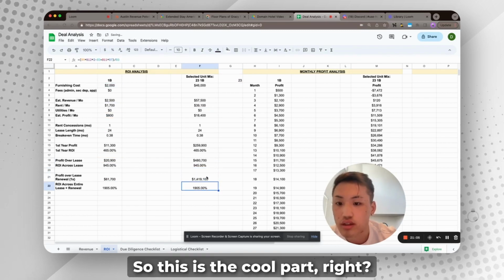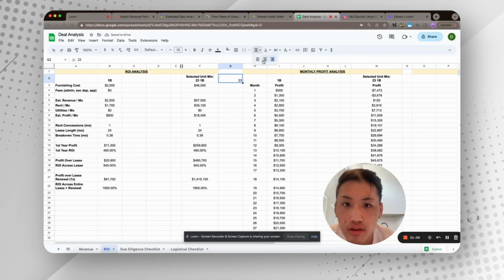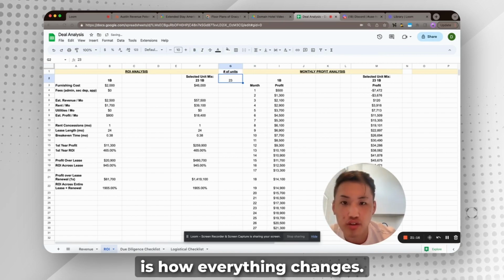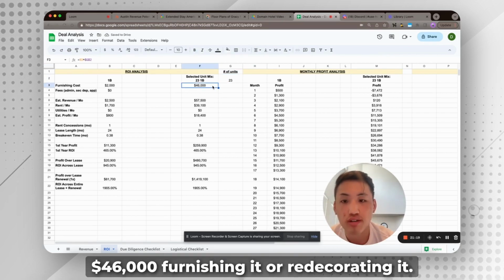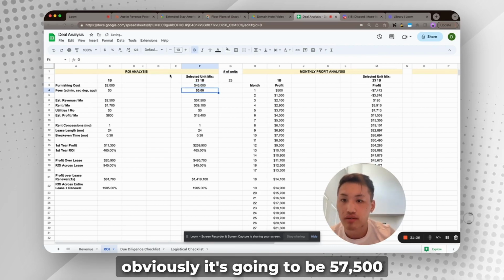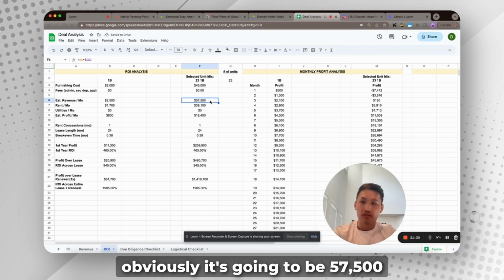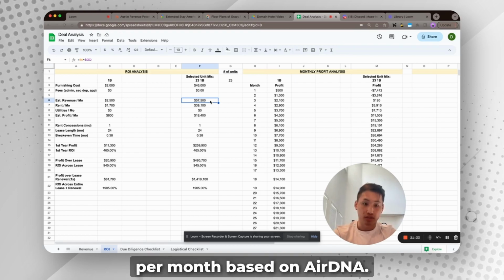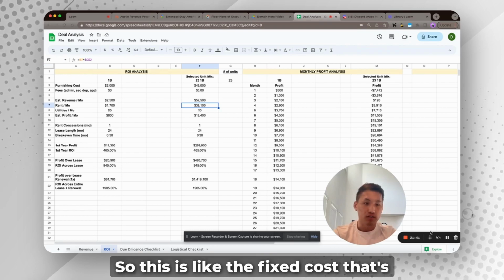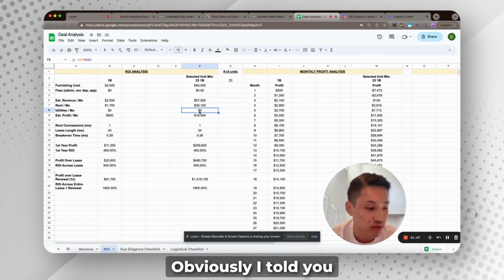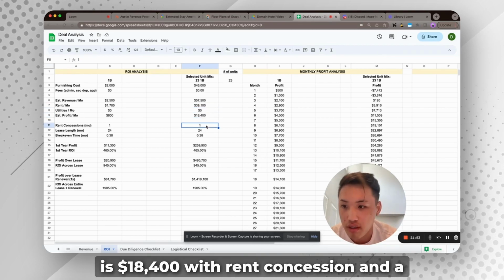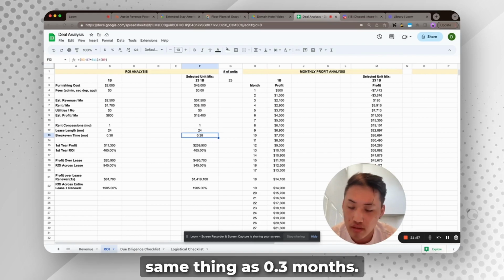So this is the cool part, right? 23 units, I'm going to just call it the number of units. So 23 units, if I decide to take 10, this is how everything changes. But at 23 units, I'm going to spend $46,000 furnishing or redecorating it. $0 in admin fee and all that, obviously. It's going to be 57,500 estimated average revenue per month based on Airbnb. The rent is 39,100 per month. So this is the fixed cost that's coming per month, monthly fixed cost. Utilities, obviously, I told you everything was covered. The estimated profit per month from these is $18,400. With rent concession and a 24-month lease, break-even time is the same thing, 0.38 months.